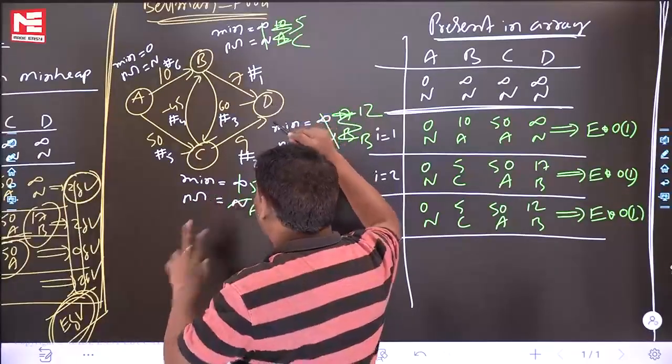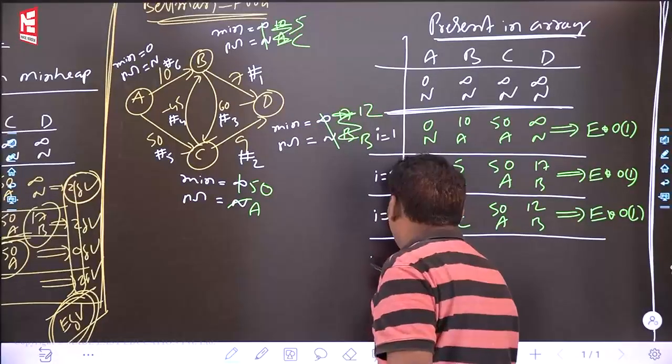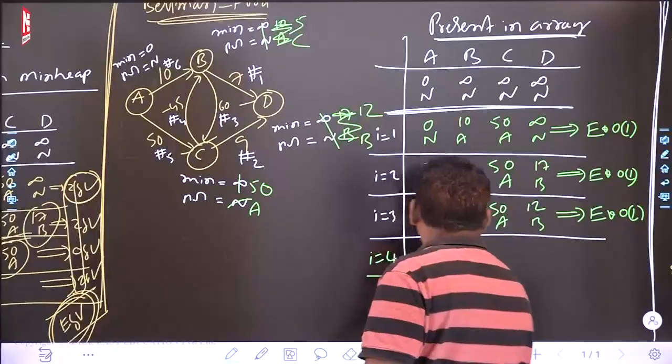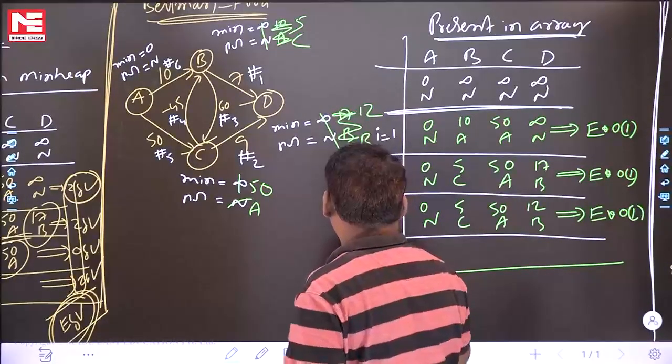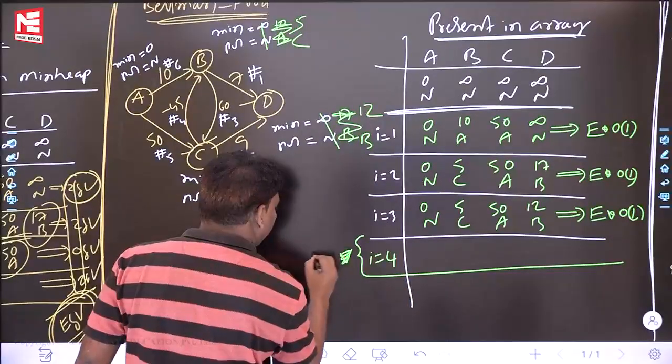If anyone has even a small doubt, let's do one more round for verification. I equal to 4, only for verification. This is for verification.